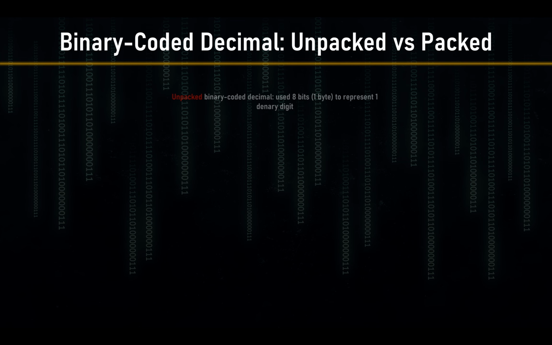Now if we look at BCD, binary coded decimal, there's two types. Unpacked is going to use 8 bits or 1 byte to represent 1 denary digit. Then packed is just going to use 4 bits or 1 nibble to represent 1 denary digit.